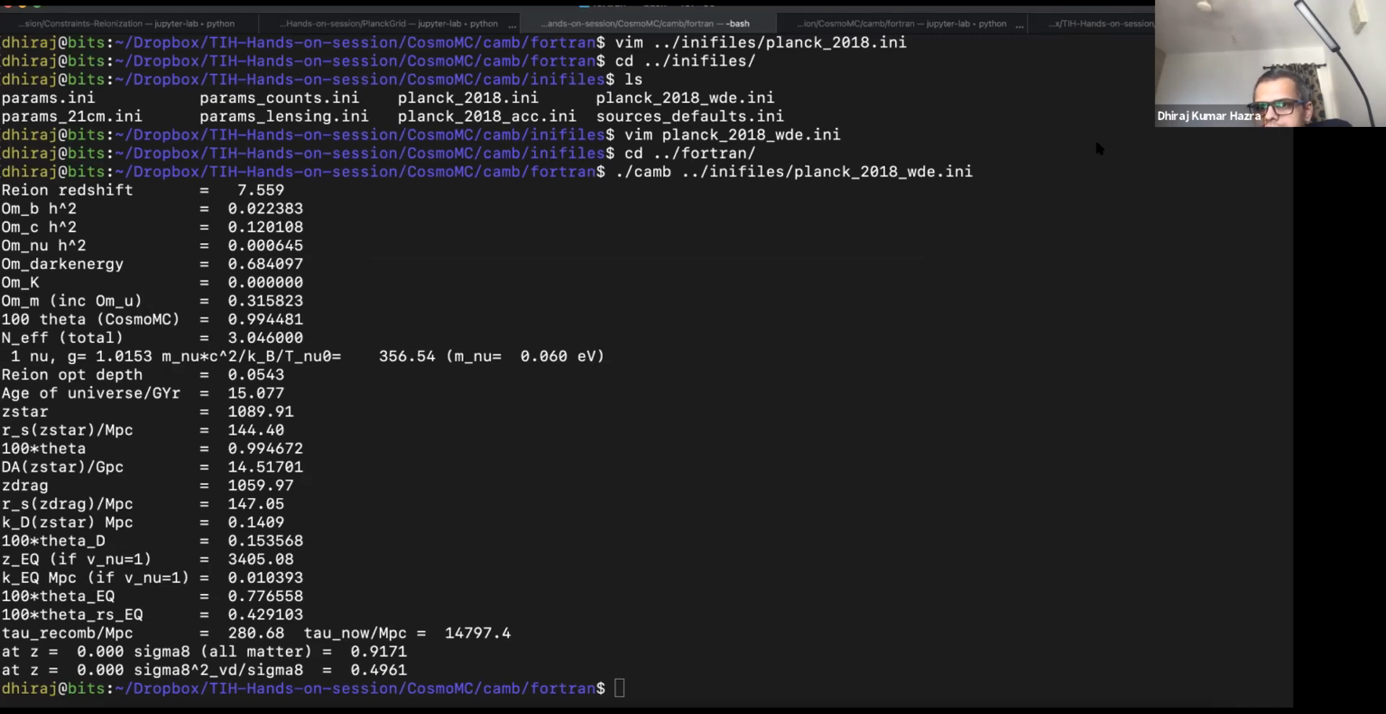Bhaswati, you said, sorry to say, sir, there is no file named Planck 2018.ini. You yourself ran this cam just a while ago with Planck 2018.ini, so it is not possible that you don't have this file. Go to INI files in the parent folder. From Fortran, change to INI files.